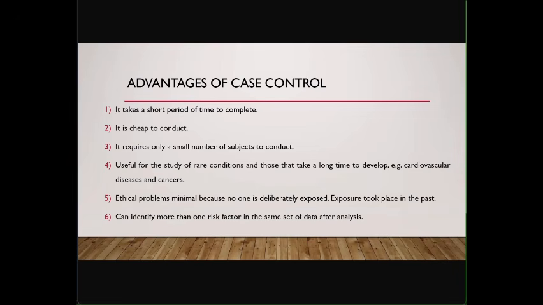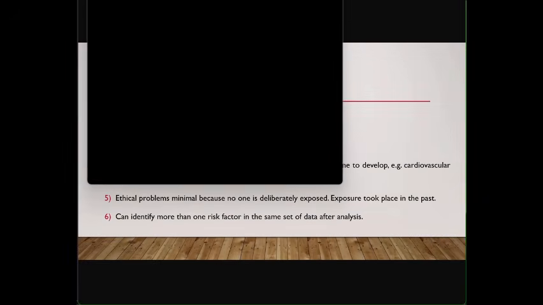It's useful for the study of rare conditions. Why is this useful for rare conditions? If you are going to use cohort studies to follow up to see when a rare disease will develop, you might follow forever. It will not develop. So what do we do? The ones we have found that developed, we now try to see what exposure factor led to their development. Here, ethical problems are minimal because no one is deliberately exposed. Most of these have occurred in the past. Exposure took place in the past.